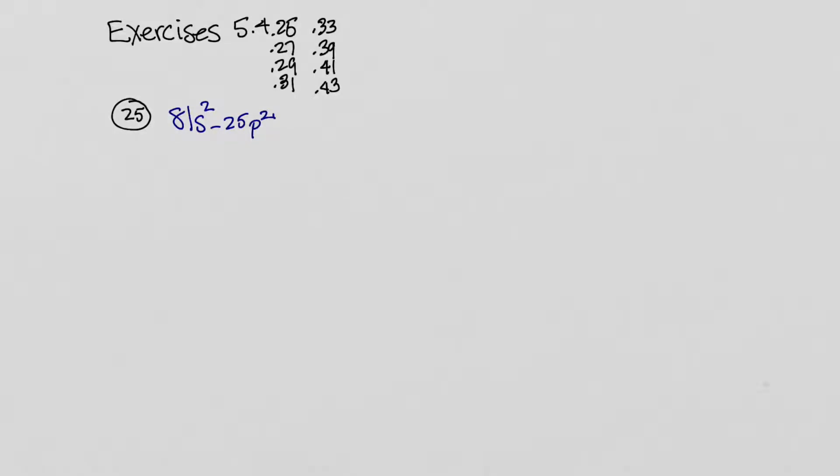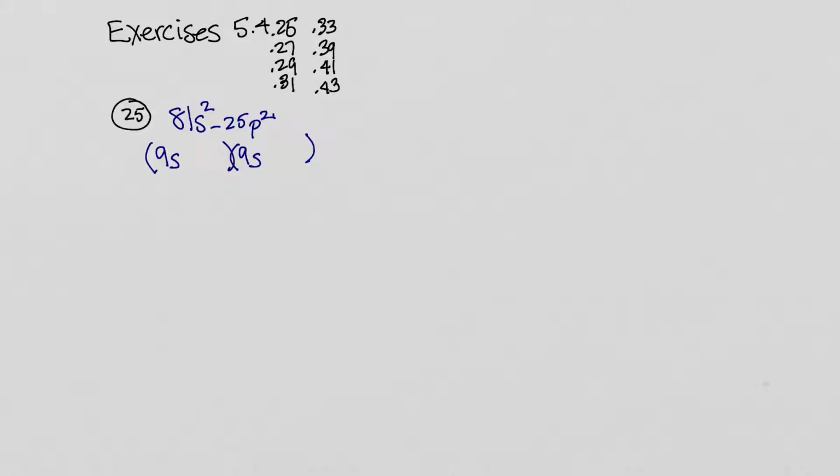Problem number 25. Well, once again, the difference of two squares, right? 81 is a perfect square, s squared is. 25 is a perfect square, so is p squared. So let's write our two sets of parentheses, anticipating we can do this in terms of our conjugate. So just undo each square. How about 9s, right? Because if we take 9s and square it, we'll get the 81.